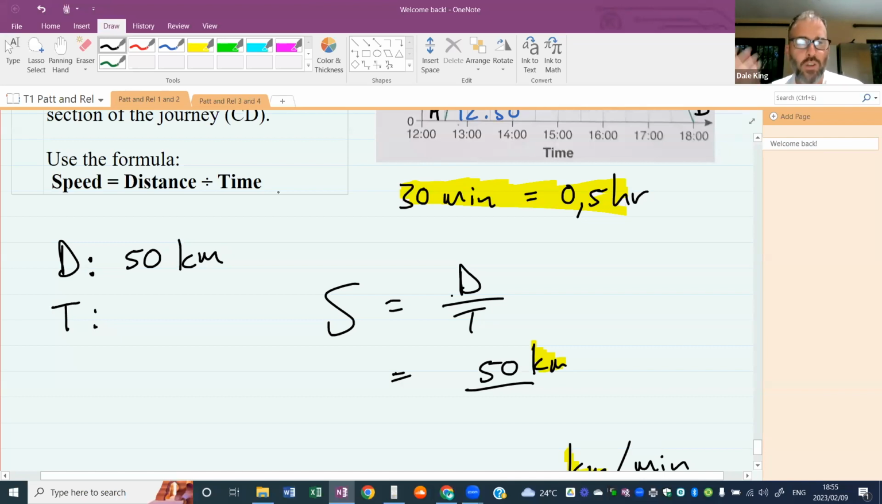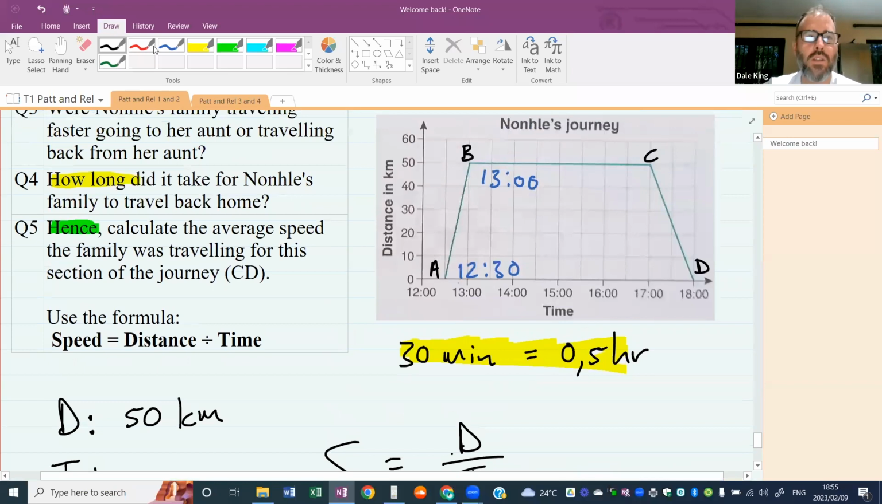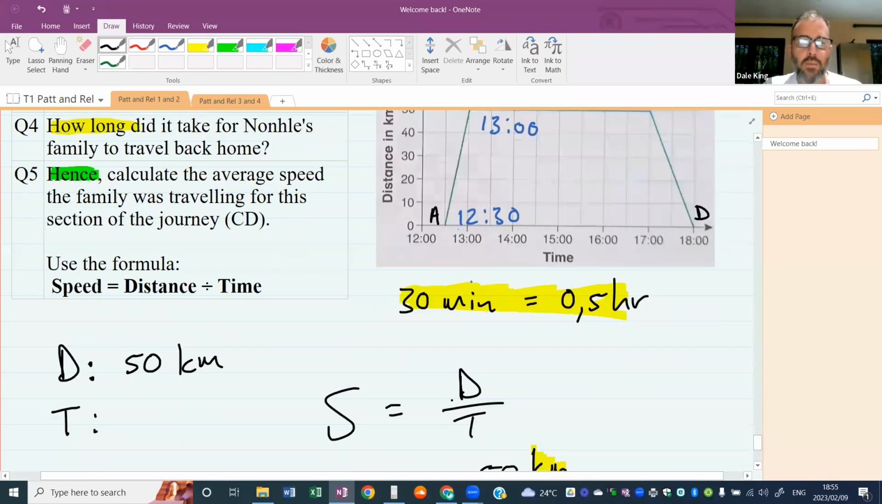All right, but we are used to speed being in kilometers per hour, which means we must give the formula kilometers and hours. Okay, so we go to our graph here and we see in our graph that the time at A at the start is 12:30 and the time at B at the end is 1. Okay, now you guys know that's half an hour, all right? But some of you might have written it here as 30 minutes. Now you can put 30 minutes in the formula, but then your answer is going to come out in kilometers per minute, and we want kilometers per hour.